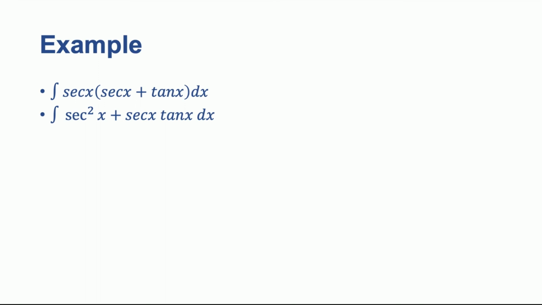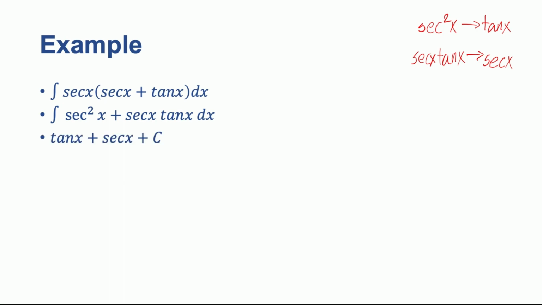Now, this should look awesome because we know that both of these are on the table. So we have secant squared of x, and then we have secant x tangent x. Right, this one we already did, that goes to tangent x. And this one we also already know, that goes to secant x. So now we are good. We can rewrite this as a final indefinite integral as the tangent of x plus the secant of x plus our arbitrary constant.